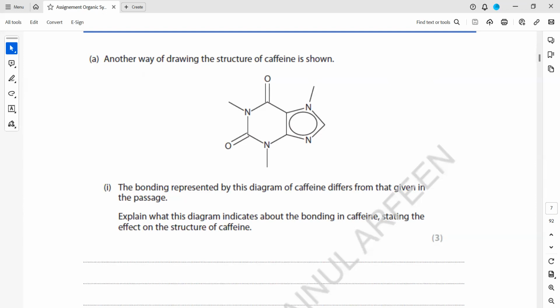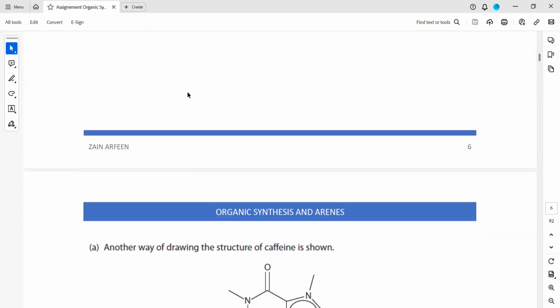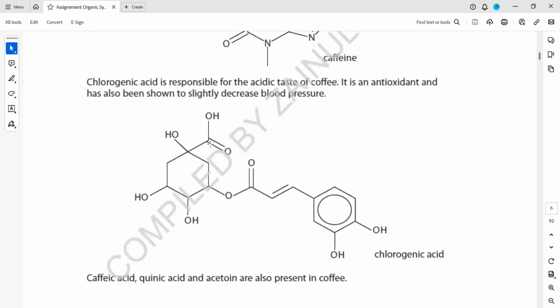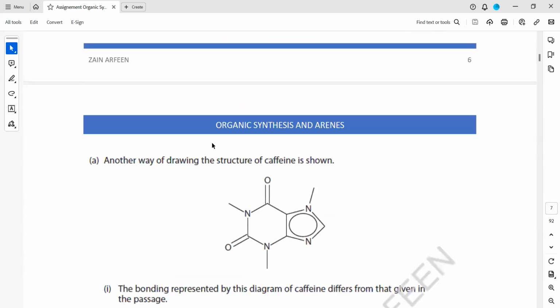So first, this has delocalized electrons. What is the effect of delocalized electrons? If it was the first structure, as you can see, the double bonds are there, so according to this structure, it should undergo addition reaction. But because of the delocalized electrons, it will be more stable and it will undergo substitution reaction.